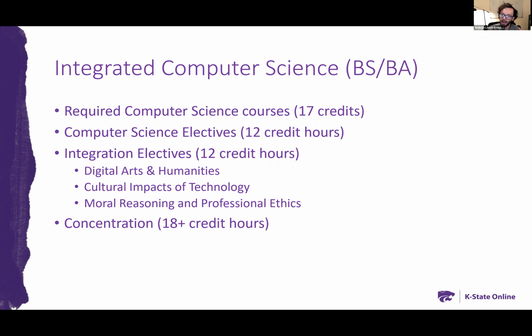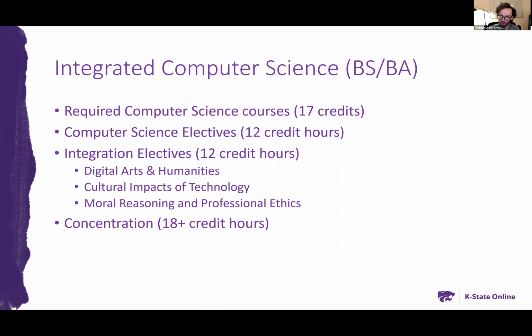Okay. And then all of this is combined with a concentration. The concentration is why we call it integrated computer science. The concentration is 18 credit hours or more in a major, minor, or certificate from anywhere else in the university. So you could take computer science and integrate it with business. You could get a minor in some part of some offering from a business school. And then you could use that to become an entrepreneur with a background in computing technology.